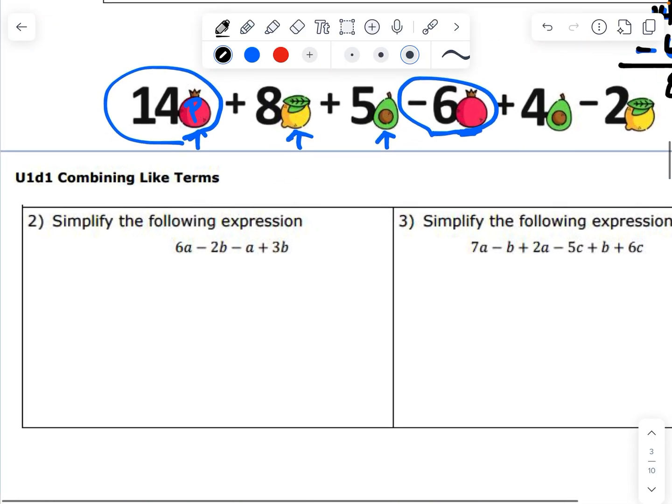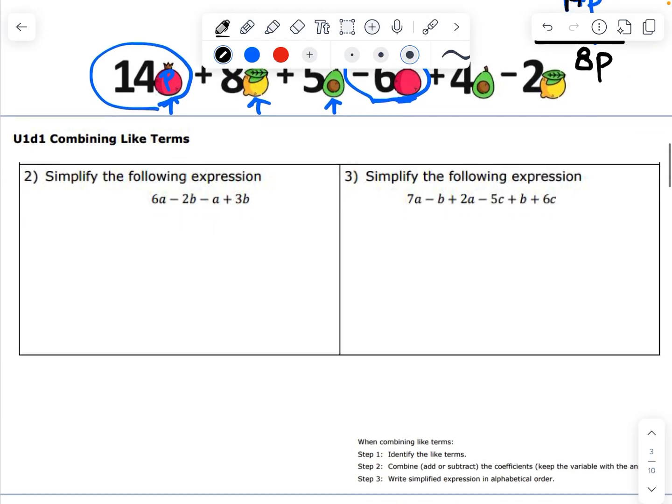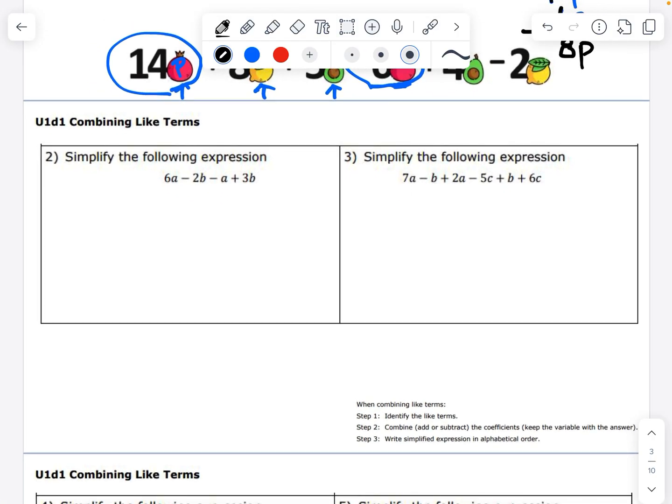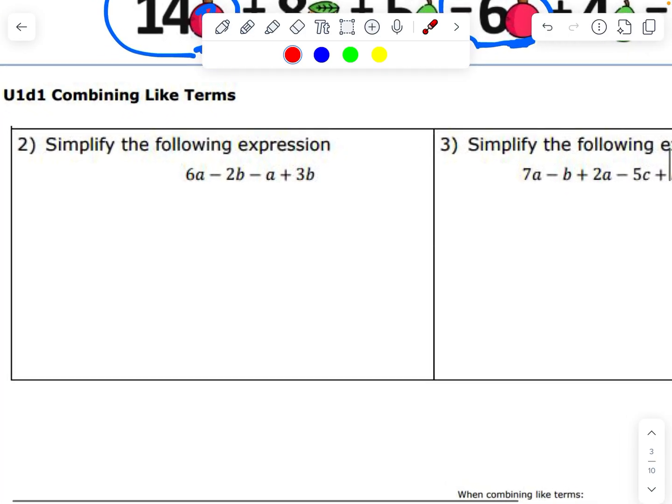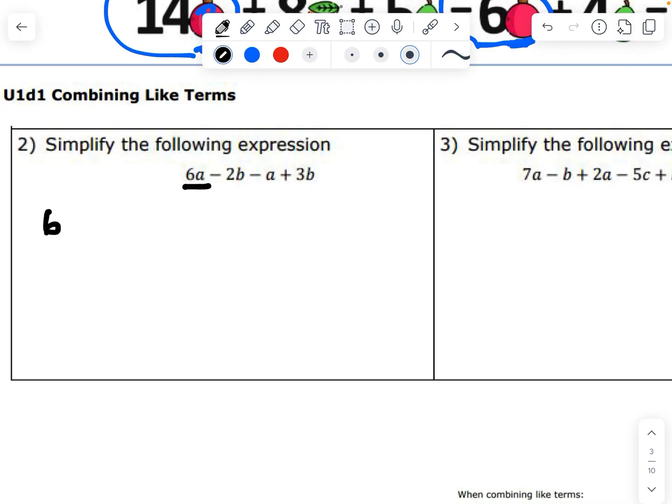Now let's move on to something that's actually on your paper. Now keep in mind, first thing that we have to do is we are going to identify like terms. And the very third step up here that I didn't really mention is that eventually we're going to put things in alphabetical order. All right, so what we'll be doing as we're looking at our terms, we have this thing right here. We have a 6 and an A. You could think of that as 6 apples. I'm going to look across and I'm going to find what's like him. And I see an A, and in front of that A is a subtract sign, and it looks weird without a number.